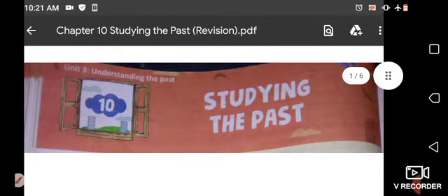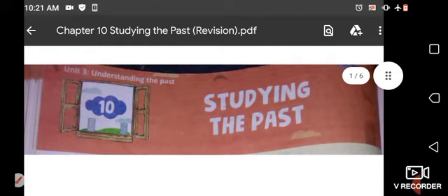And the next thing: why should we need to study the past? It is very important to know about our past. Why is it important? Because studying the past helps us in many ways. For example, it helps us see what people have achieved in the past. We come to know about our rich heritage. It makes us proud of who we are. It tells us what achievements our forefathers had, so that we can be proud of ourselves.